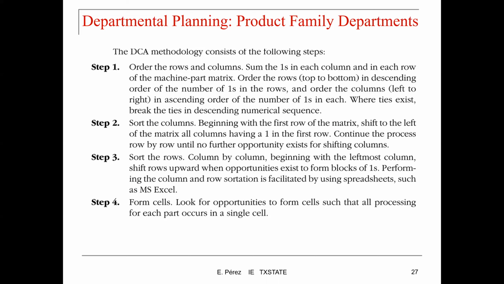Step 2, sort the columns, beginning with the first row of the matrix. Shift to the left of the matrix all columns having a 1 in the first row. Continue the process row by row until no further opportunity exists for shifting columns.